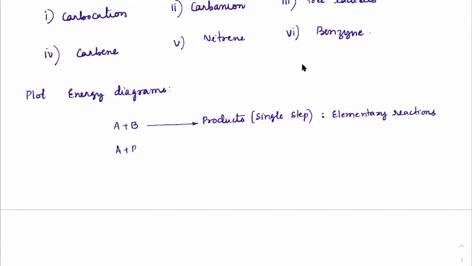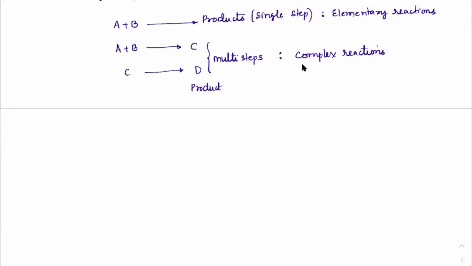Now suppose the same reactants pass through some intermediates, which means first they form something like C, and this C finally forms D. So there are two steps or multi-steps involved here. Let's say this D is the product. Where a chemical reaction involves multi-steps, we call them complex reactions. So in chemical reactions, you will see these two kinds: elementary reactions and complex reactions.